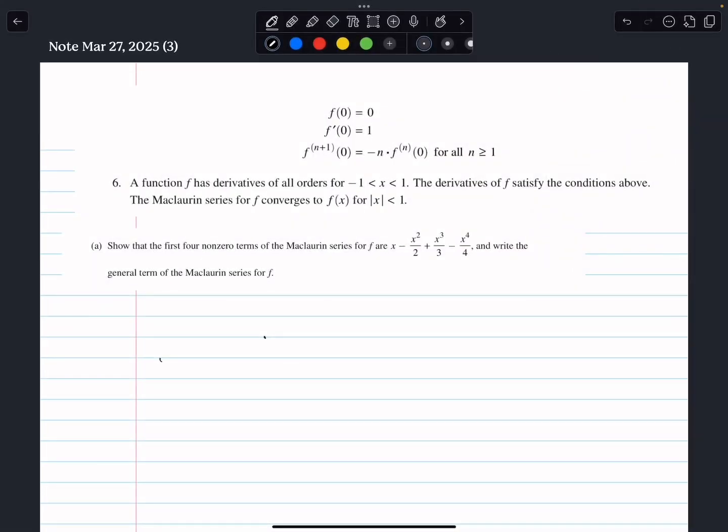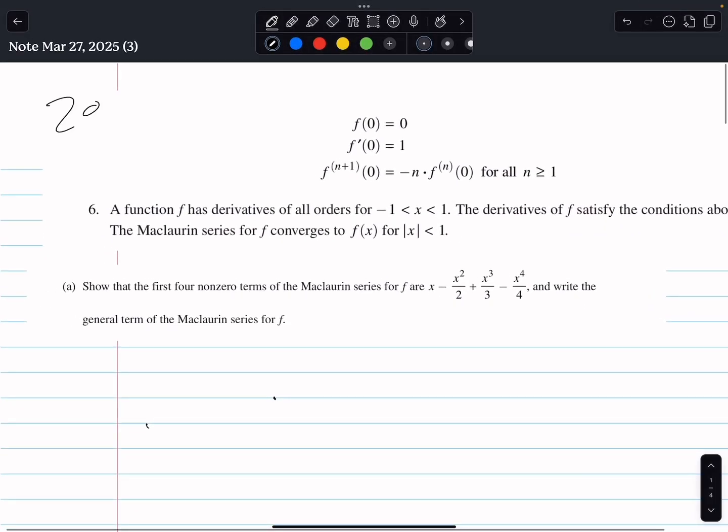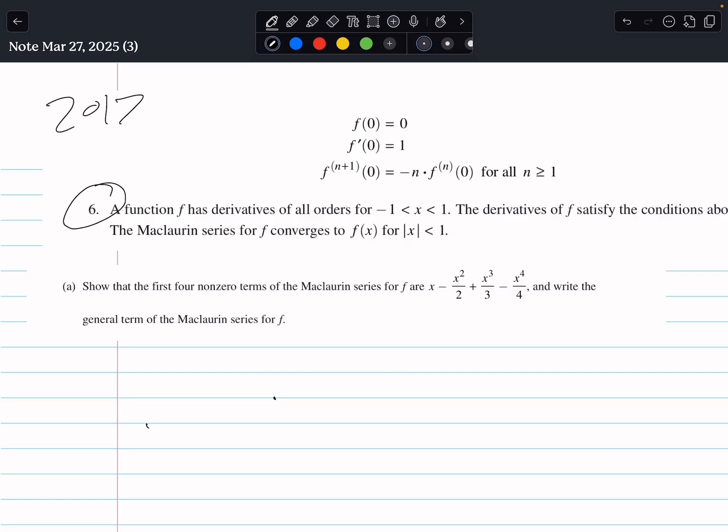Hello everybody, I'm going to be walking you through the 2017 Calc BC FRQ question number 6. I'm going to be going over how to do each question, what the scores are looking for in each question, so you know how to get a 100% on each part, and I will also be going over the common mistakes so you know what to be careful about.